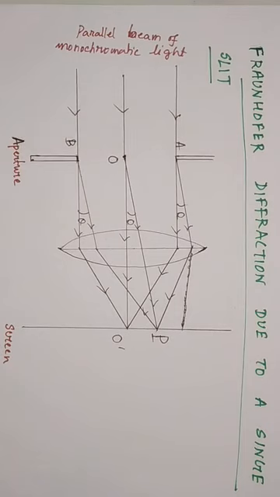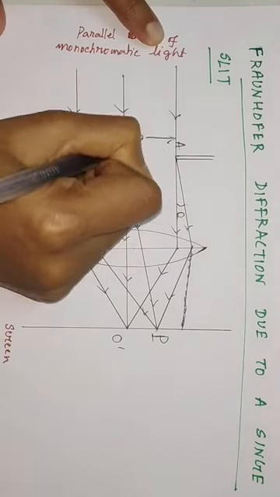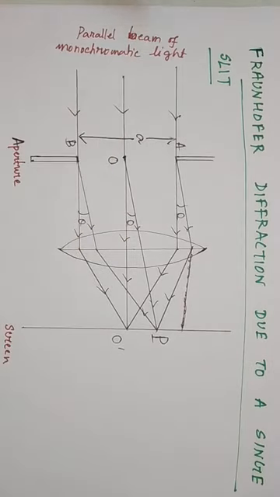As you can see, this beam of light is parallel and monochromatic, and after being diffracted from this aperture, it is focused on the screen which is placed at the focal length of this lens. So the screen is also effectively pushed to infinity with respect to this aperture. Here we have a very narrow slit AB which has a width of a.